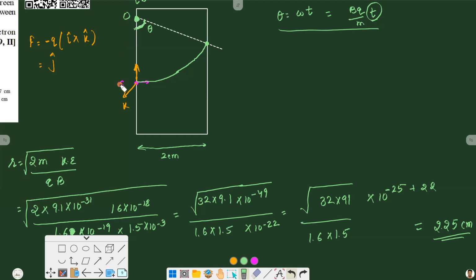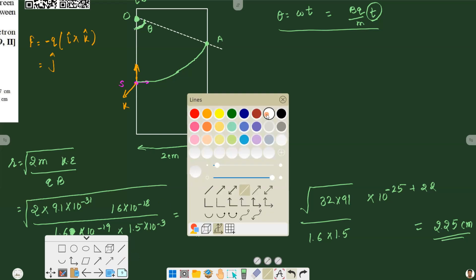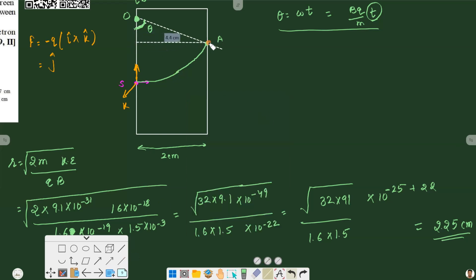Let's make some points here. Suppose this is point O, this is S, already mentioned, and this is A. Now draw a line from here, something like this, and suppose this is point T. Now we know that OA is equal to radius, and OS is also equal to radius. So OA is equal to OS and is equal to 2.25 centimeter. Now DA is equal to thickness of the slab, that is 2 centimeter.